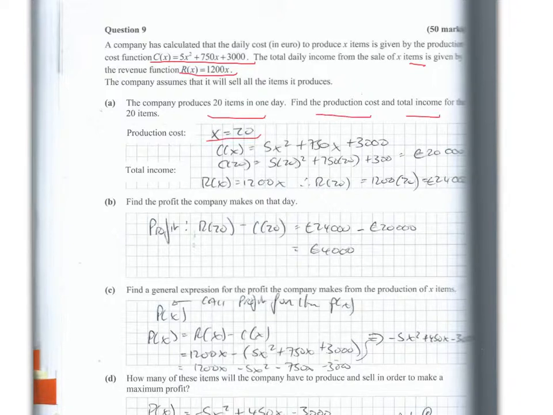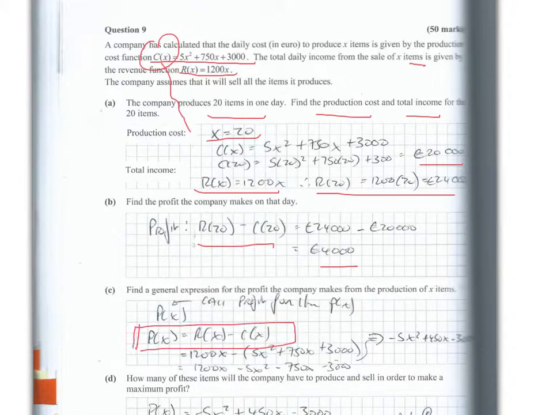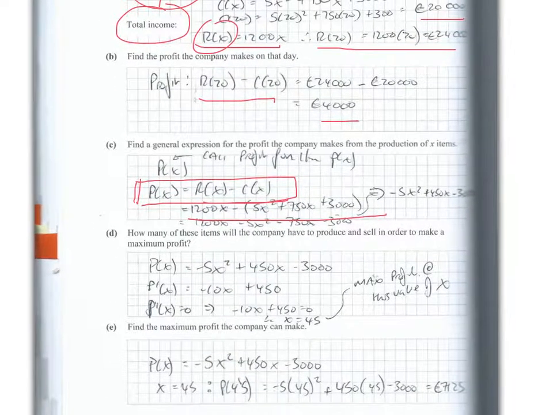Well, X is 20. Plug that into here. That's your input. Your output is that. And the income, Rx is 1200, X is 20 again. That's your income. So the profit is one minus the other. Find a general expression for the profit the company makes from the production of X items. So profit, basically P of X, must be equal to the total income minus the production cost, which is reflected here, and you basically take Rx and Cx and you work out what Rx minus Cx looks like, and you can see there that it looks like 1200x minus 5x squared minus 750x minus 3000.